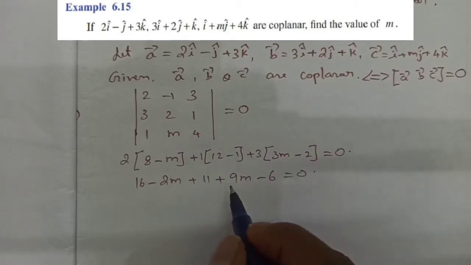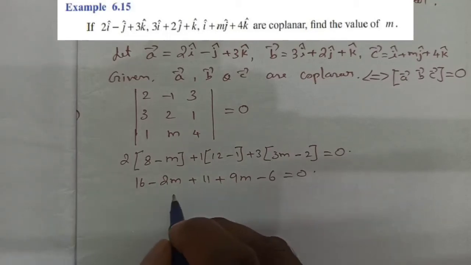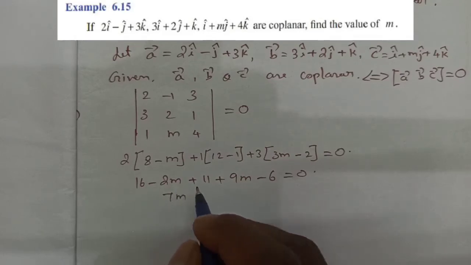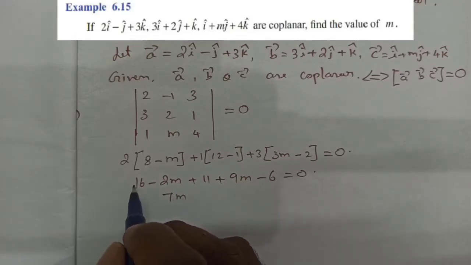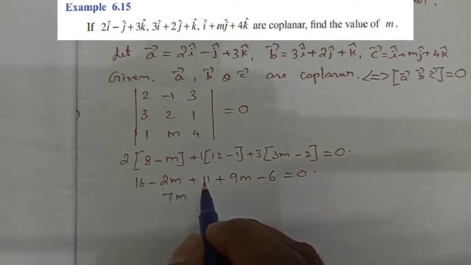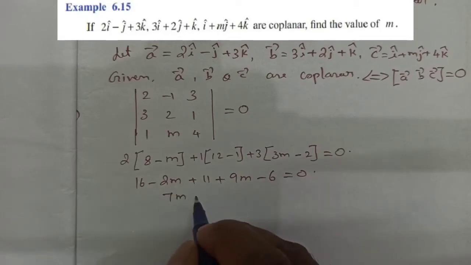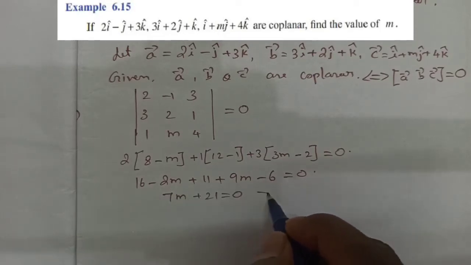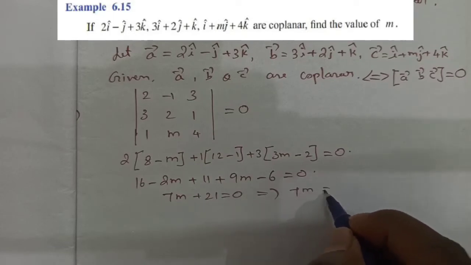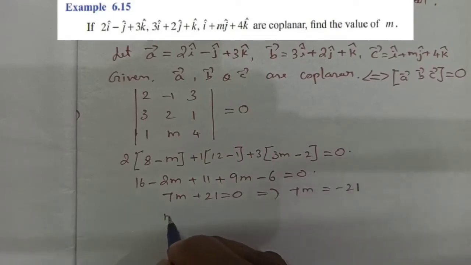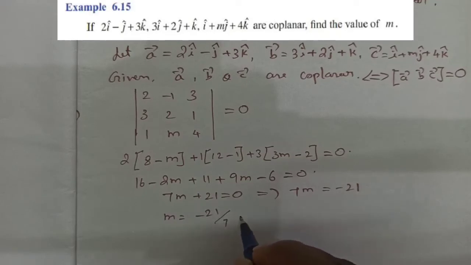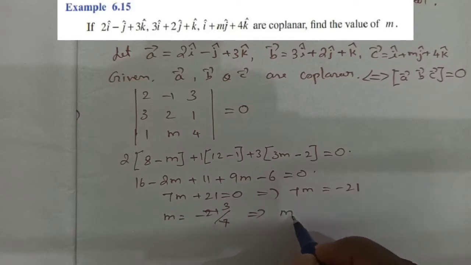So let me add the m values. 9m minus 2m, so we get 7m. Next 16 plus 11 is 27, minus 6, so 21. Plus 21 equal to 0. So we need the m value. So 7m is equal to minus 21. So m equal to minus 21 by 7. We cancel the 7, 3 7s are 21, so m equal to minus 3. So this is the value of m.